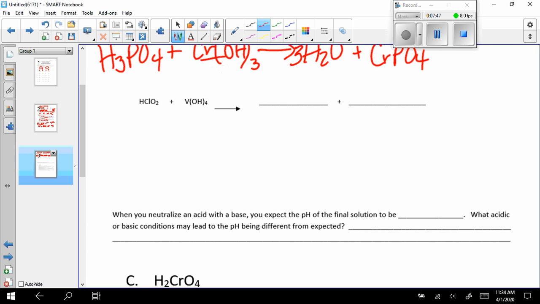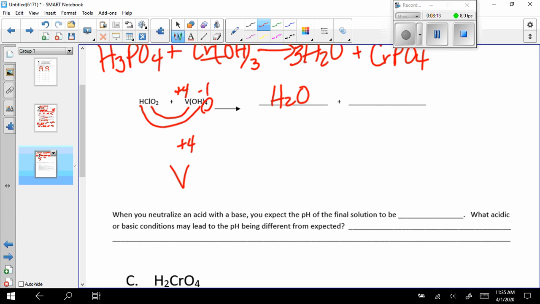All right, next one, HClO2. So HClO2 is definitely my acid, and VOH4 is my base. So I'm going to put the H and the OH together. So one of my products is water. And then I want to put the V and the ClO2 together. So V is a 4. The reason I know that, it crisscrossed a 4 down. So this was a 4 and this was a -1.